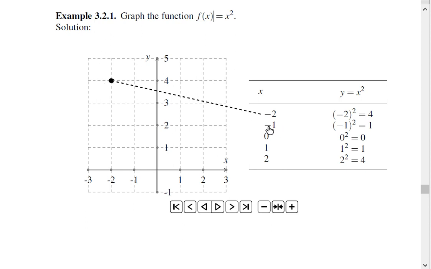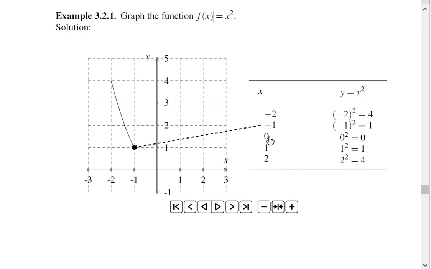Similarly, when we plug in -1 right here, you see -1 squared is 1. So we have x is -1, y is +1. And we know -1, +1 is this point.